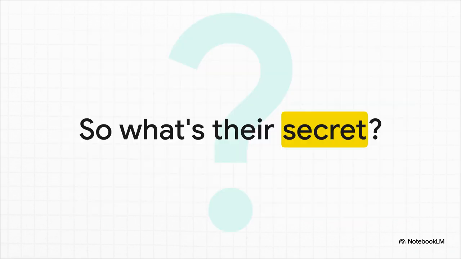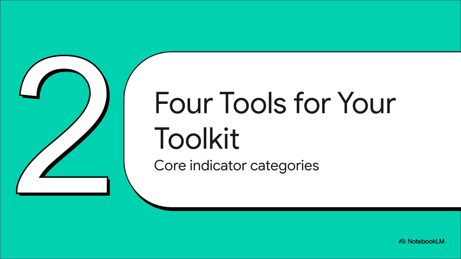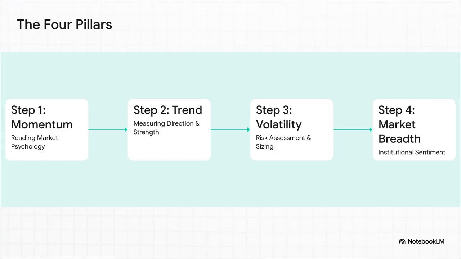What are these sophisticated tools? And how in the world do they work together to paint a clearer picture of what the market is actually doing? Okay, let's get into it. Time to open up that professional toolkit. We can really break it all down into 4 main categories. Think of them as the 4 cornerstone pillars of how a pro analyzes the market. So what are they? Momentum, trend, volatility, and market breadth.